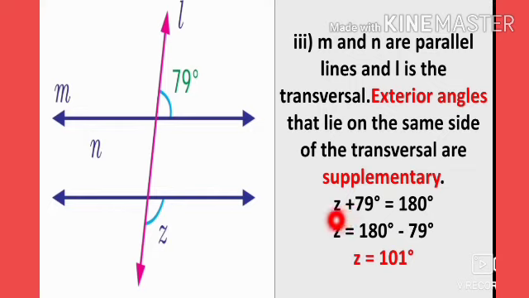So, that is Z plus 79 degrees is equal to 180 degrees. So, Z is equal to 180 degrees, and here this plus 79 degrees becomes minus 79 degrees on the right hand side. So Z is equal to, when we subtract 79 from 180 degrees, we get 101 degrees. So the value of Z is 101 degrees.